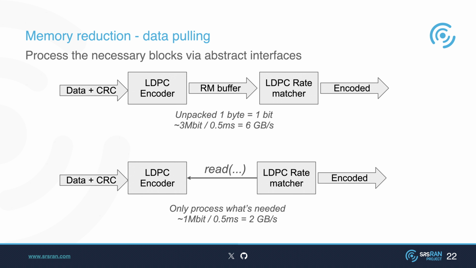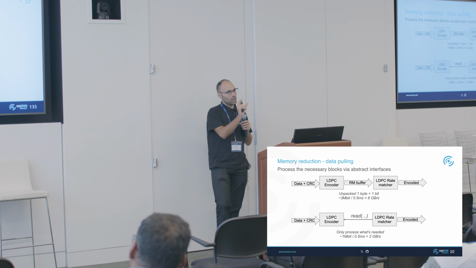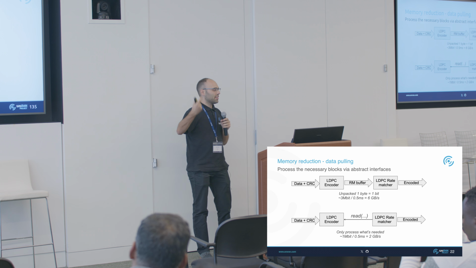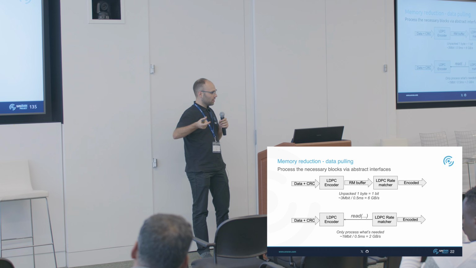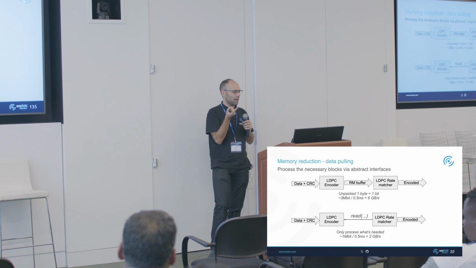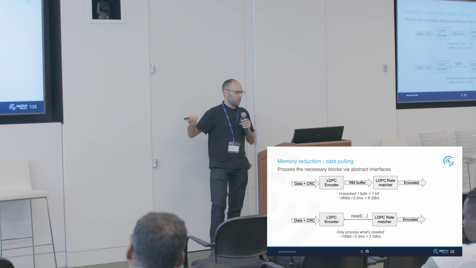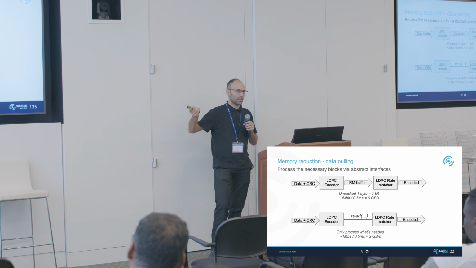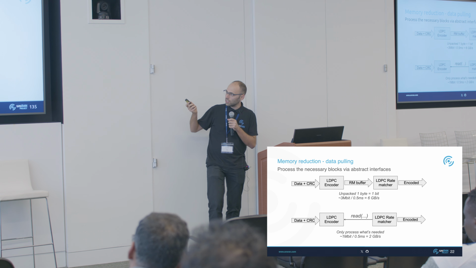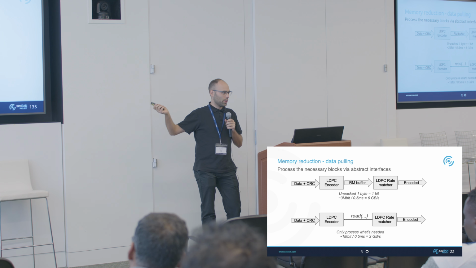Originally, we were encoding all the data. It means that we had a code block that we wanted to encode, and we would produce 3 times the size of the code block and feed that to the LDPC rate matcher. So if we want to transmit 1 megabit, then we would have to produce 3 megabit. And also, using unpacked data, that would mean 3 megabyte just for the sake of using 3 megabyte. So what we did is change an interface and change the paradigm we operate.